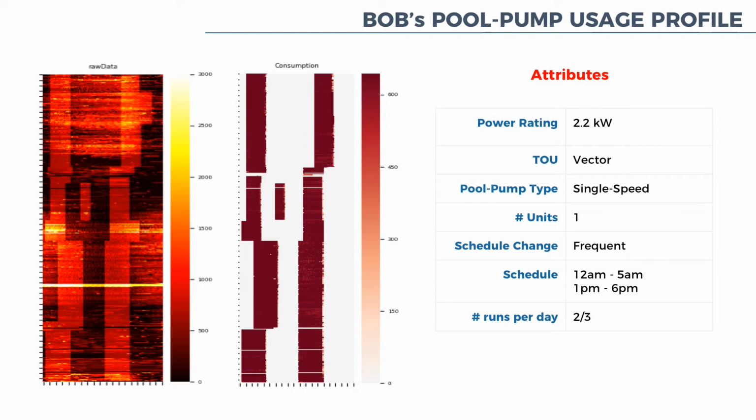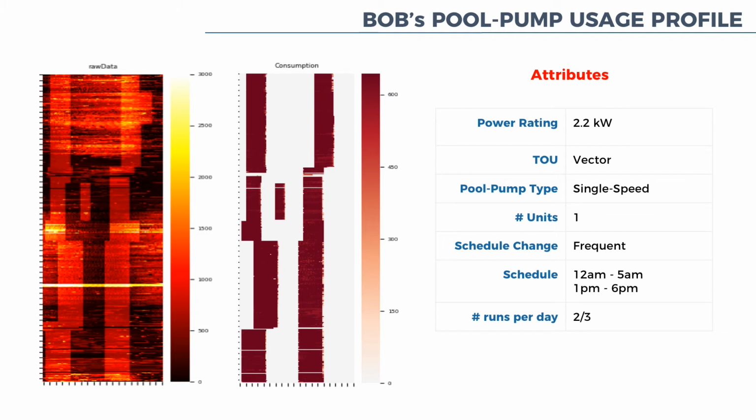We also get to know the number of units. We also get to know the behavior of Bob. Is he changing his schedules very frequently or not? Within a year, he changed his schedule around 4 times, so we can categorize it as, okay, he's changing his schedules frequently. And also we know how many runs a day it is being used.